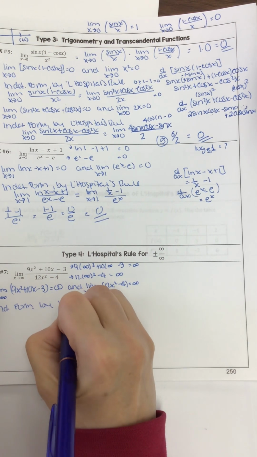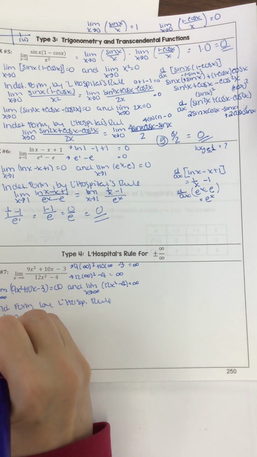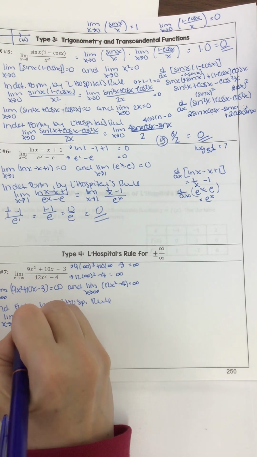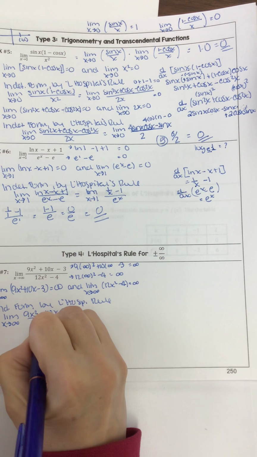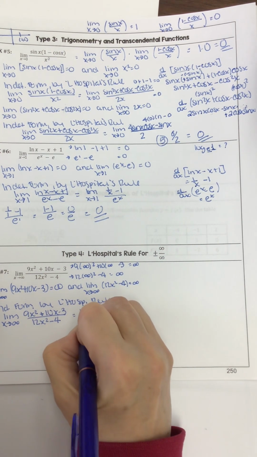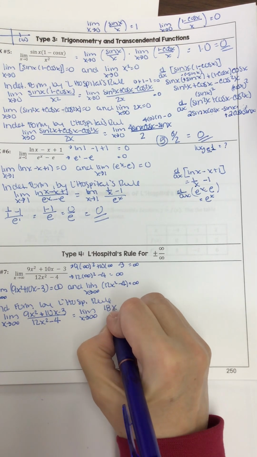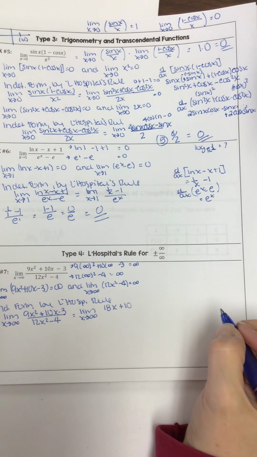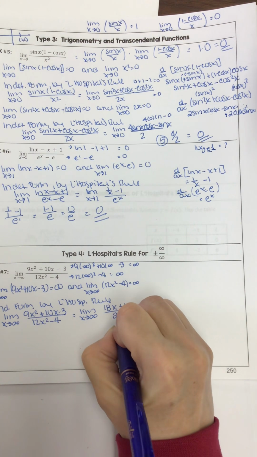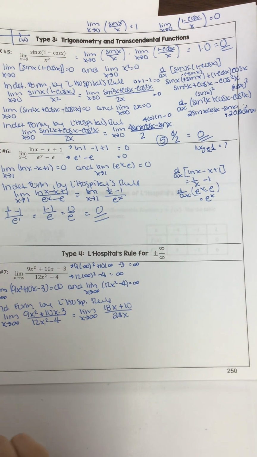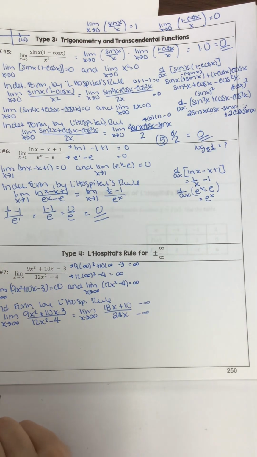So by L'Hopital's rule, the limit as x approaches infinity of 9x squared plus 10x minus 3 over 12x squared minus 4 would equal the limit as x approaches infinity. What is the derivative of the numerator? 18x plus 10? Fair? Over 24x, correct? But if you do a direct substitution, you're going to get infinity and infinity again. Do you agree with that?